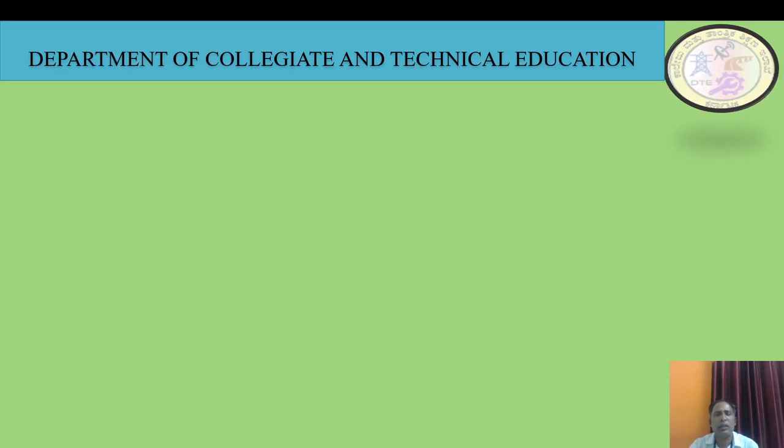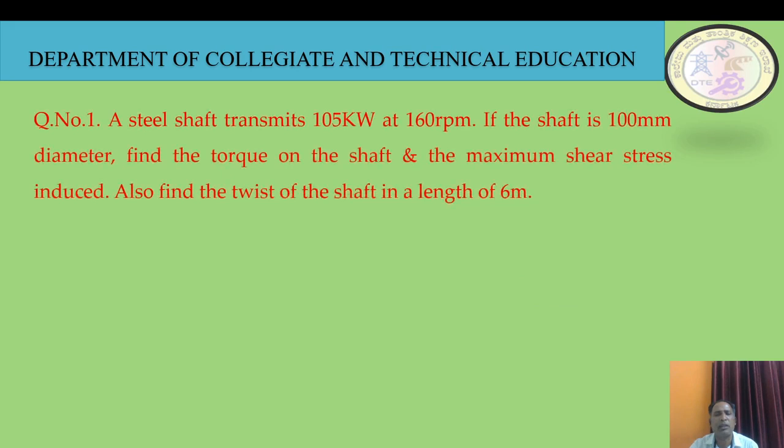In today's session, we will solve some of the problems which have been asked in the annual exams. So this is the problem asked in the May 2017 examination. A steel shaft transmits 105 kilowatt at 160 rpm. If the shaft is 100 mm diameter, find the torque on the shaft and the maximum shear stress induced. Also find the twist of the shaft in a length of 6 meter, and the value of modulus of rigidity is given, that is 80 into 10 raised to 3 Newton per mm square.